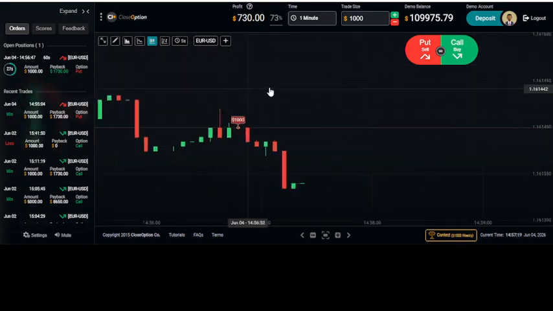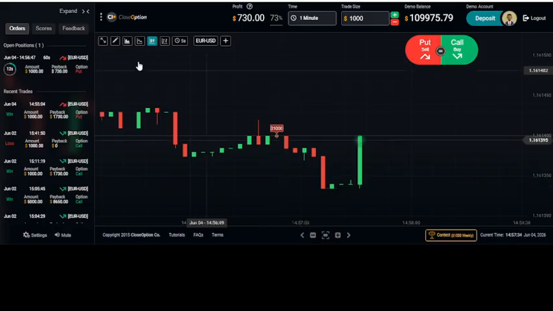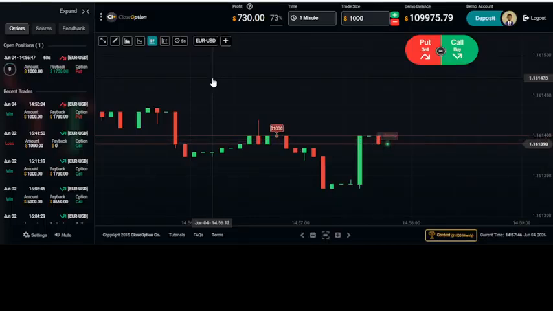In order to grow your account, another good thing I like about Close Option is they don't have OTC currencies. In other words, OTCs are synthetic currencies. These are real prices that you see on any regular price feed like Oanda or any other trading platform. It uses real price feeds.